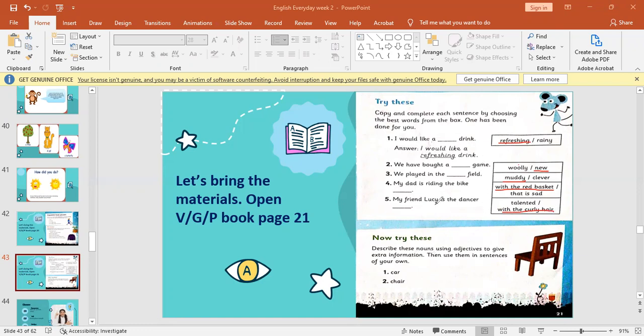Okay, very good. That being done, can we try to fix this one? Here it says that we should describe those nouns using adjectives to give extra information, then use them in a sentence of our own. So we can say here, car. We can say a fast car. So we can say, I saw a fast car.